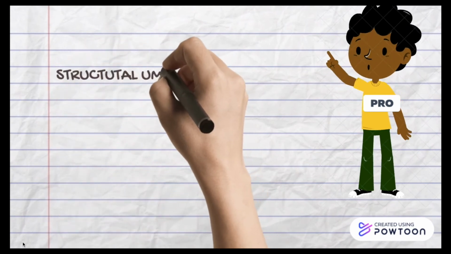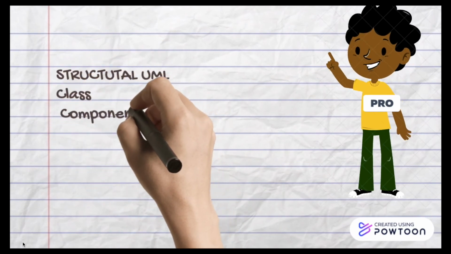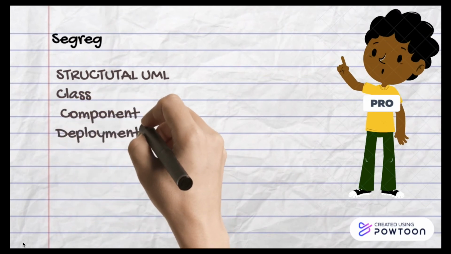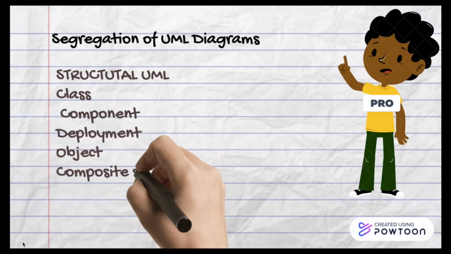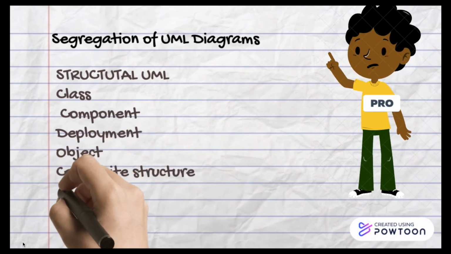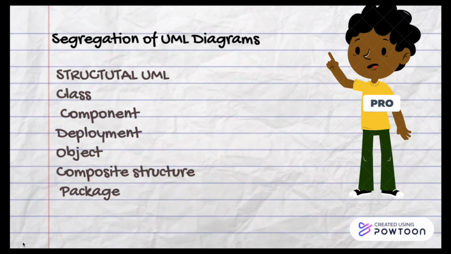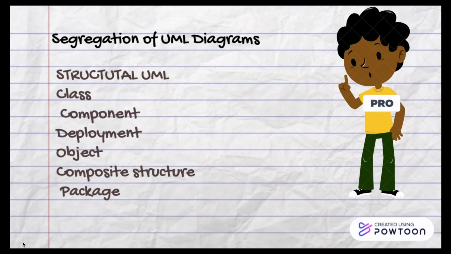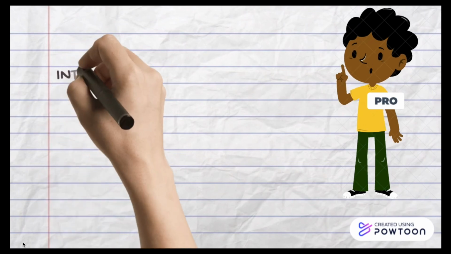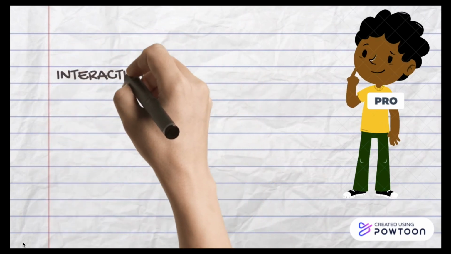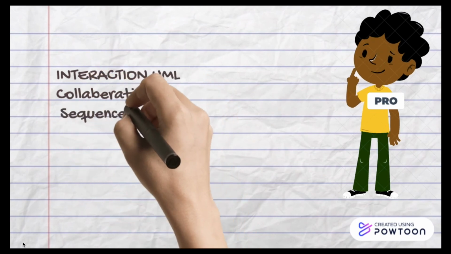How are these diagrams grouped under one roof? We can segregate all the earlier seen diagrams into three categories. Structural UML comes with the class diagram, component diagram, and deployment diagram, followed by object diagrams, composite structure diagrams, and package diagrams. Then the next category is interaction UML diagrams. A few diagrams come under this: collaboration diagram and sequence diagram.